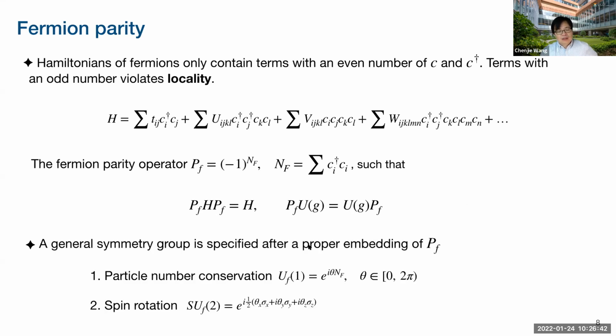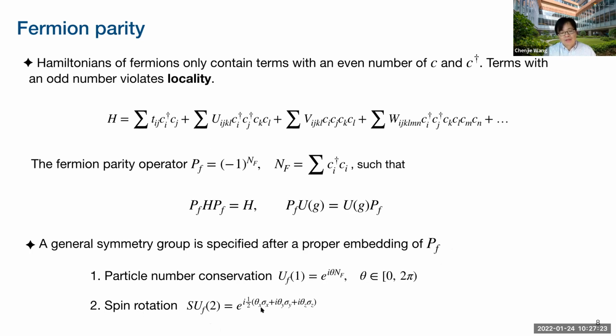Now, examples. A general symmetry requires us to consider the embedding of this fermion parity. For example, the familiar one, particle number conservation, which is U(1) symmetry. If you write down the operator, it's exp(i theta NF), where theta is between 0 and 2 pi. And the fermion parity is the element with theta equals pi. This is what the subscript F means: the fermion parity is properly embedded into the total symmetry group.